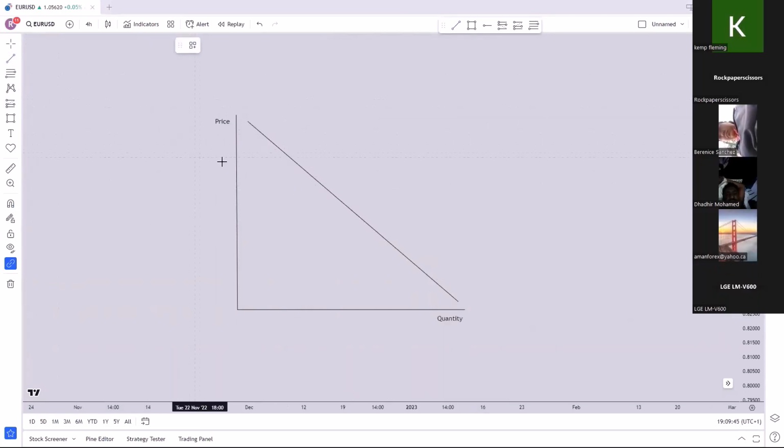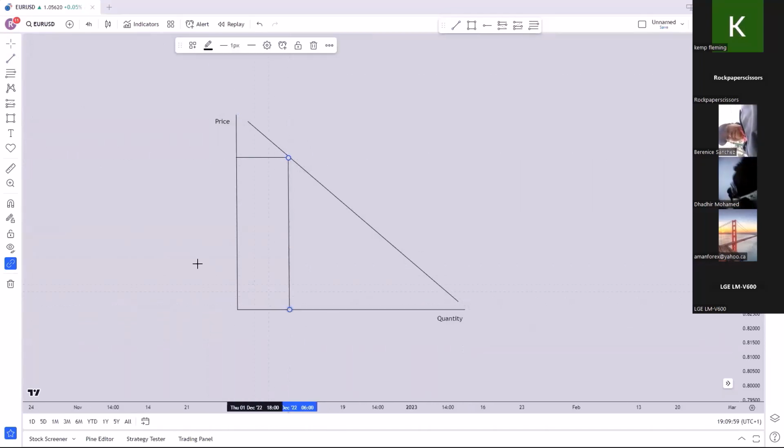So when price is at its highest, demand or quantity in this case will be at its lowest.